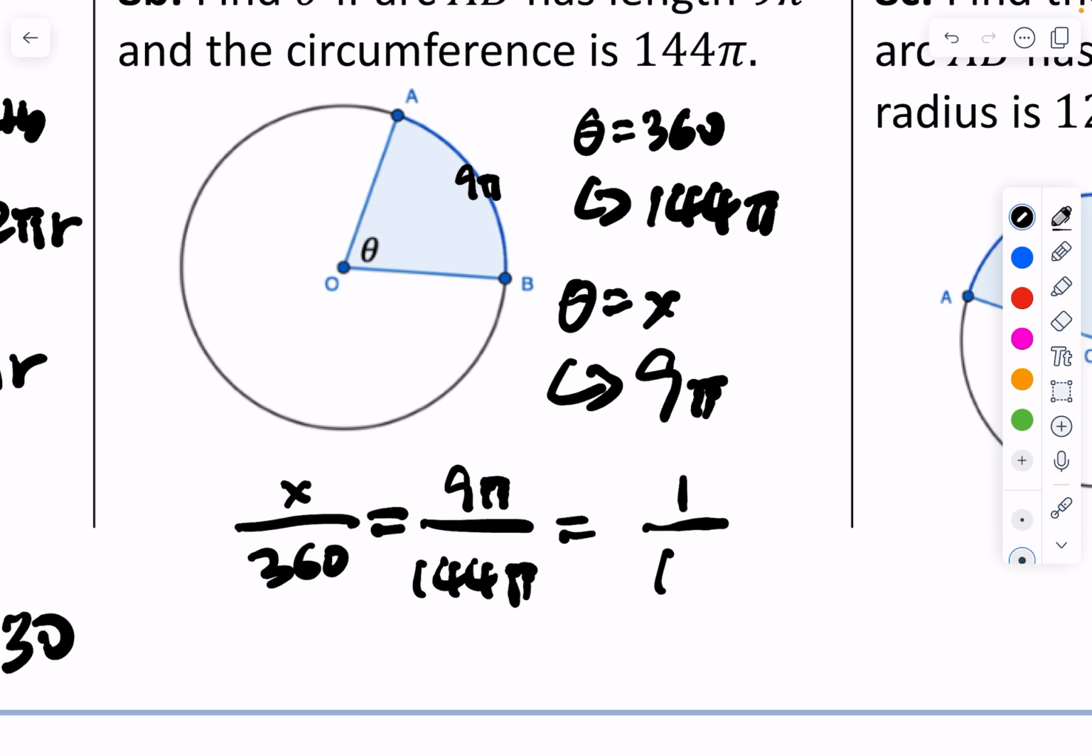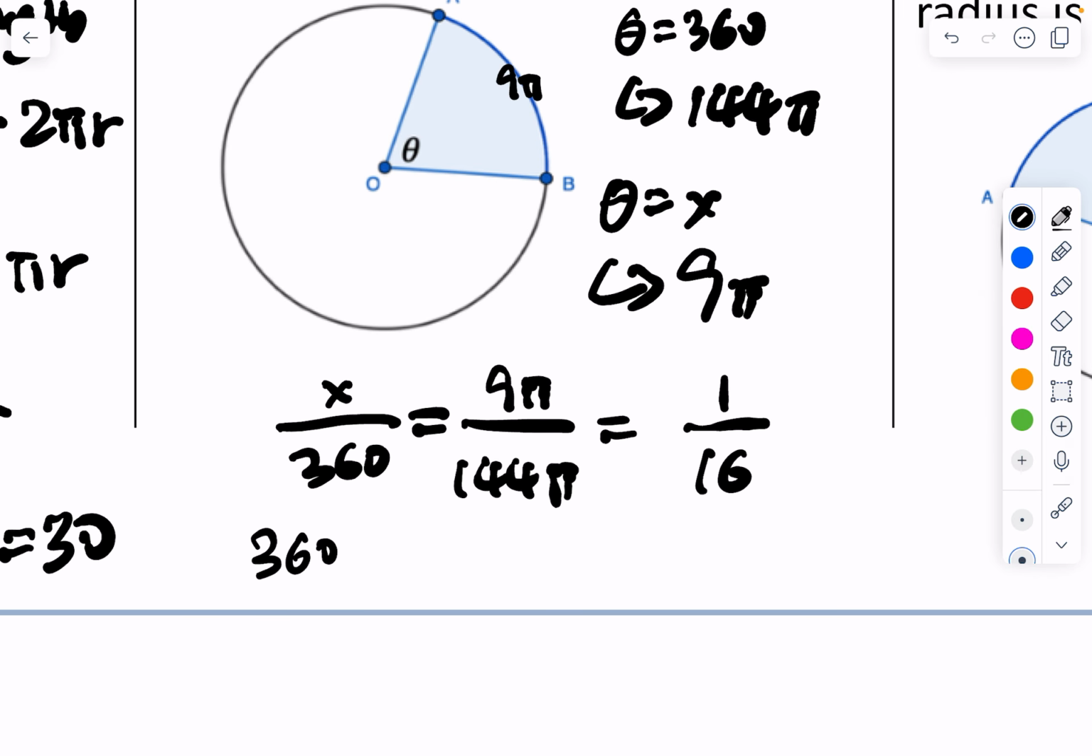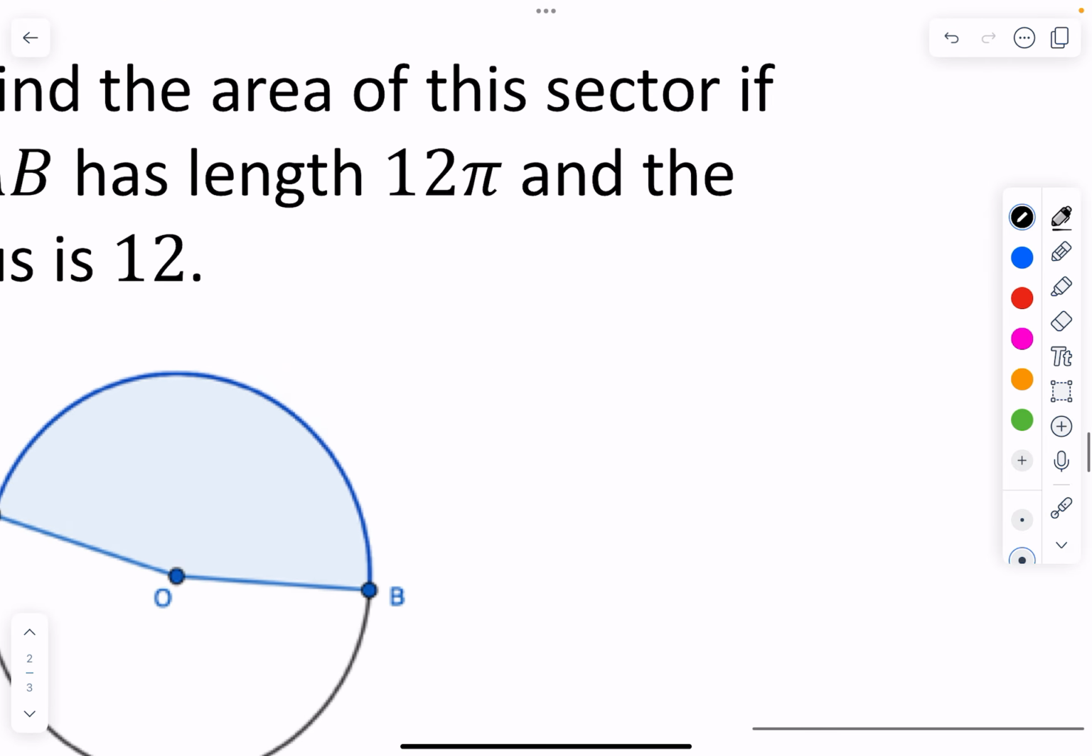So this gives us 1 over 16 is equal to x over 360. And then we get 360 equals 16x. And then you will get x is equal to 22.5 degrees, if I did that correct. Yeah, okay.